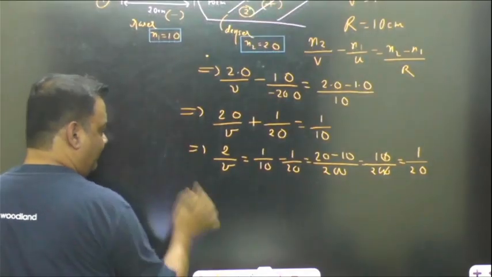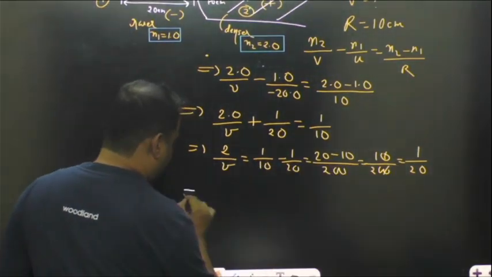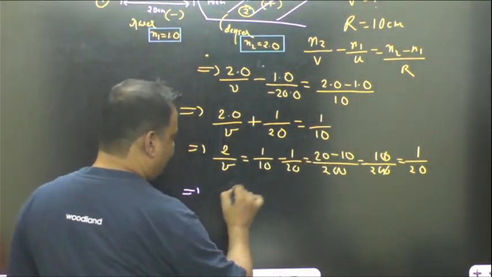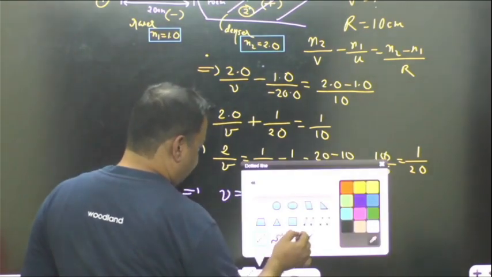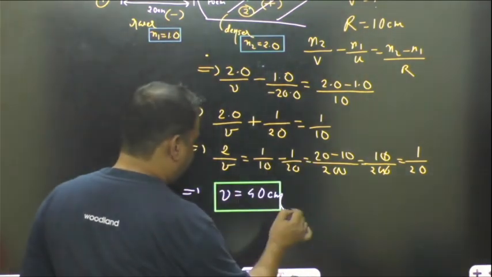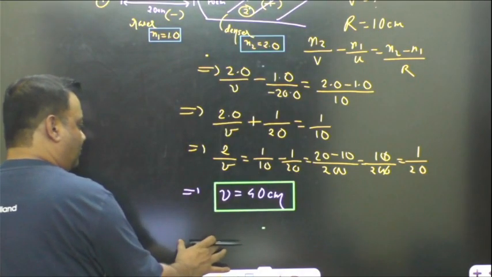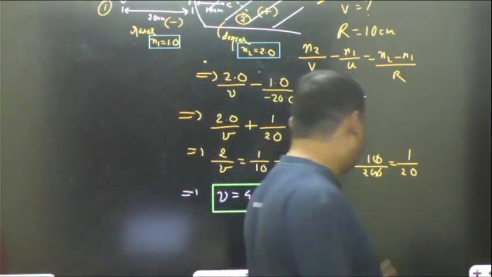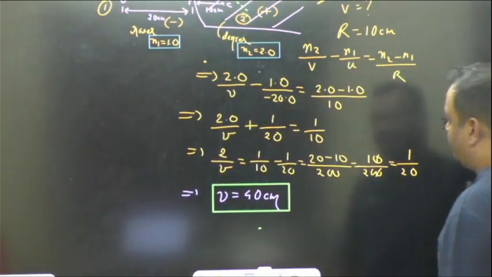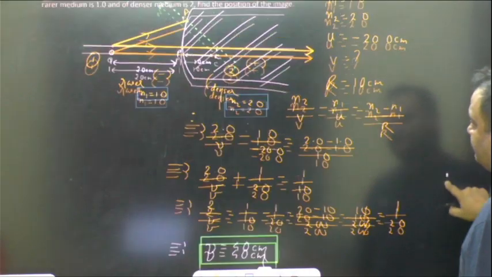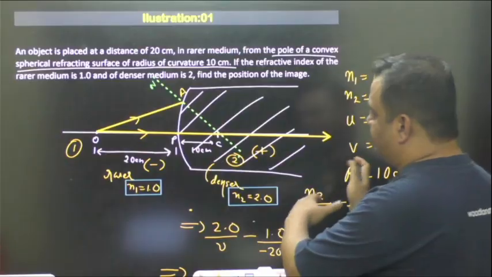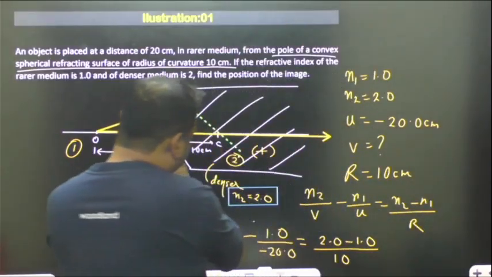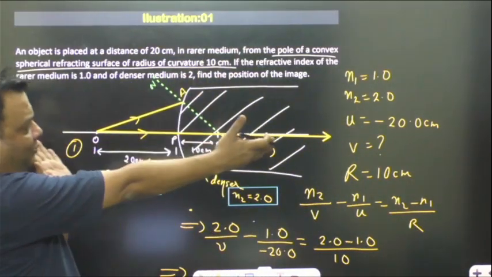Now you can make V as the subject. So 2 by V is coming to be 1 by 20, cross multiply, we will come to be 40, and the unit was centimeter. So this is your answer, V is coming to be 40 centimeter. Now see, V is coming to be positive. Can you see it? So where the image will be formed? The image will be formed on the positive side. What is positive side in our figure? The positive side is the denser medium. So image will be formed somewhere towards the right side of the pole.